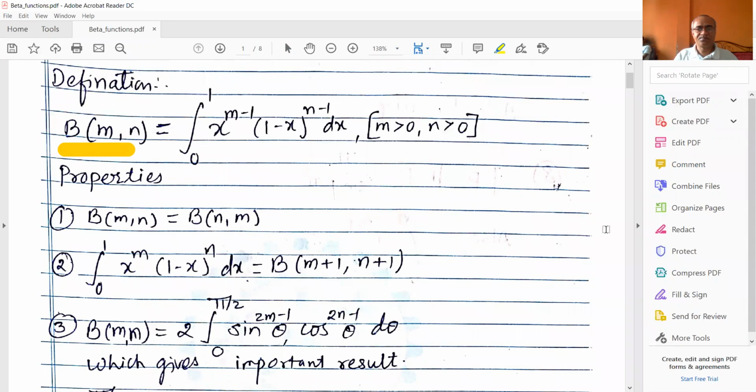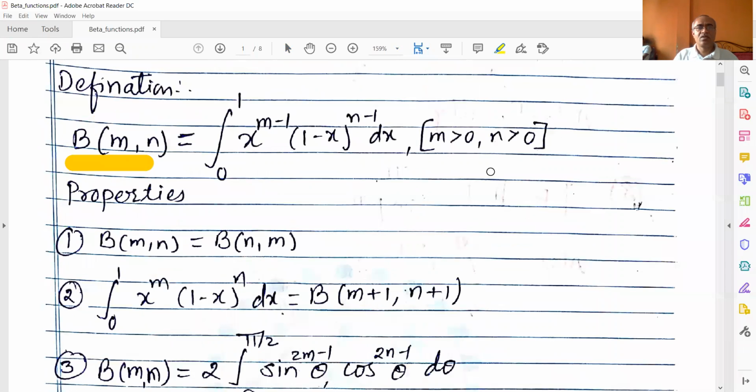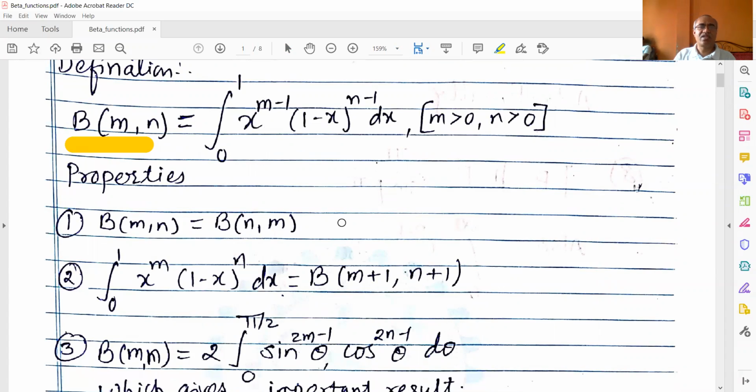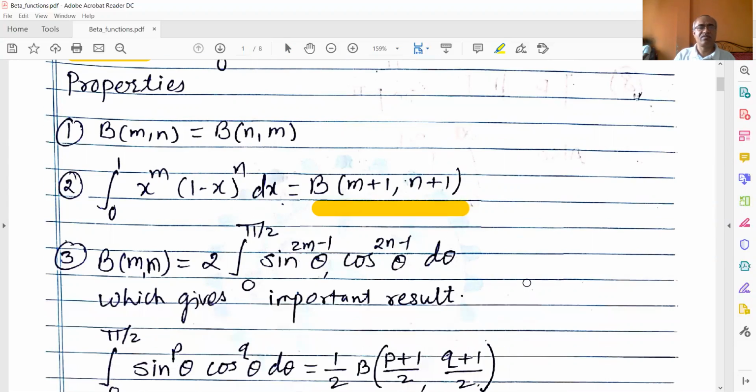You might have seen the basic definition of beta as x raised to m minus 1 and 1 minus x raised to n minus 1. So naturally, x raised to m, here we have m minus 1, here we have m. Naturally this expression, this property number 2, should have beta m plus 1 comma n plus 1.